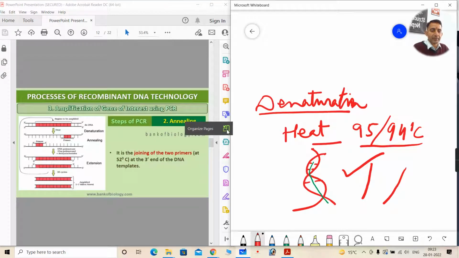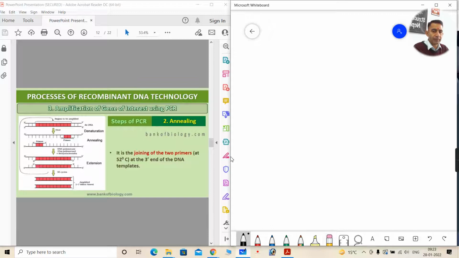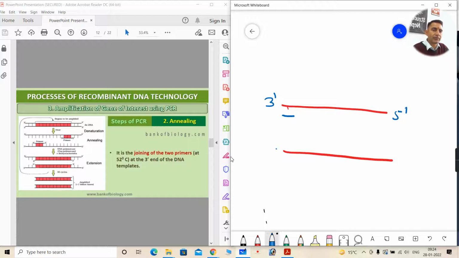Okay. Then annealing. Annealing means to join something. So what we will be joining here, let me draw these two separate template strands here, and I must anneal what? Primers. What am I annealing? The primers here at the 3' end. This is the 3' end of template one. This is the 5' end, this is the 3' end.